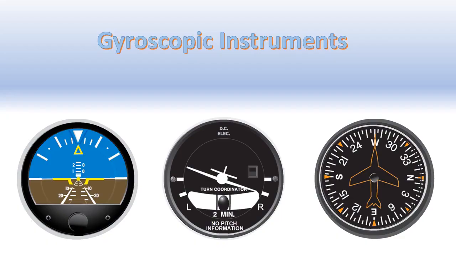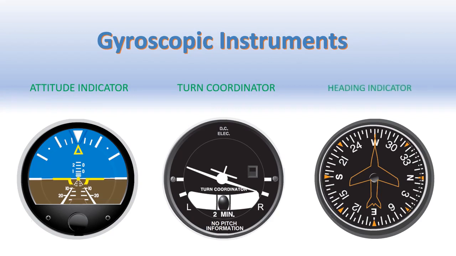The gyroscopic instruments include the attitude indicator, turn coordinator, and heading indicator. Together with the pitot-static system, they form the six primary flight instruments, often called the six-pack. Gyroscopic instruments, as the name suggests, rely on gyroscopic principles, rigidity in space and precession, to do their magic.